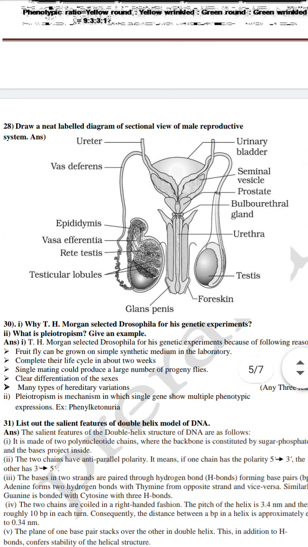Draw a neat labeled diagram of sectional view of male reproductive system. Students, this is also a very standardized and important frequently asked question from the human reproduction chapter, and of course this chapter is also a high weightage chapter, like genetics and sexual reproduction in flowering plants chapter. And in that chapter, male reproductive system diagram is asked. And as we discussed in regular classes, female reproductive system and sperm cell and mammary gland and spermatogenesis, oogenesis, menstrual cycle, these are all standardized diagrams.